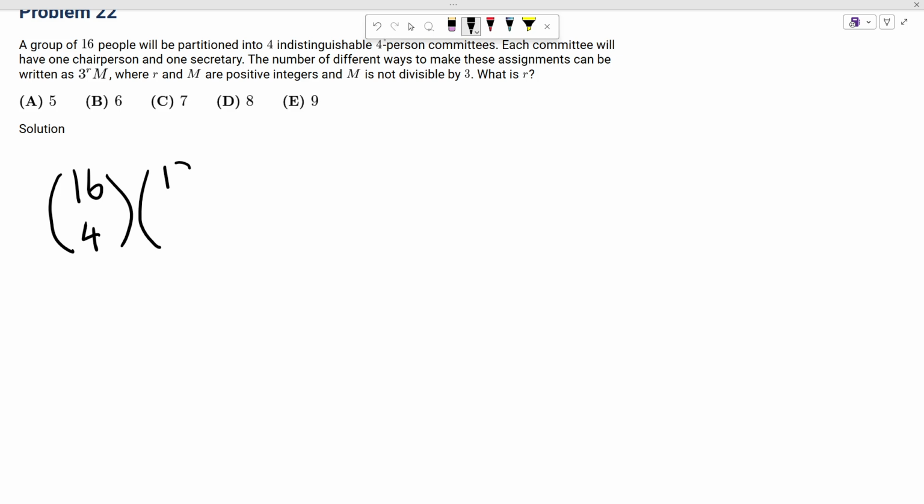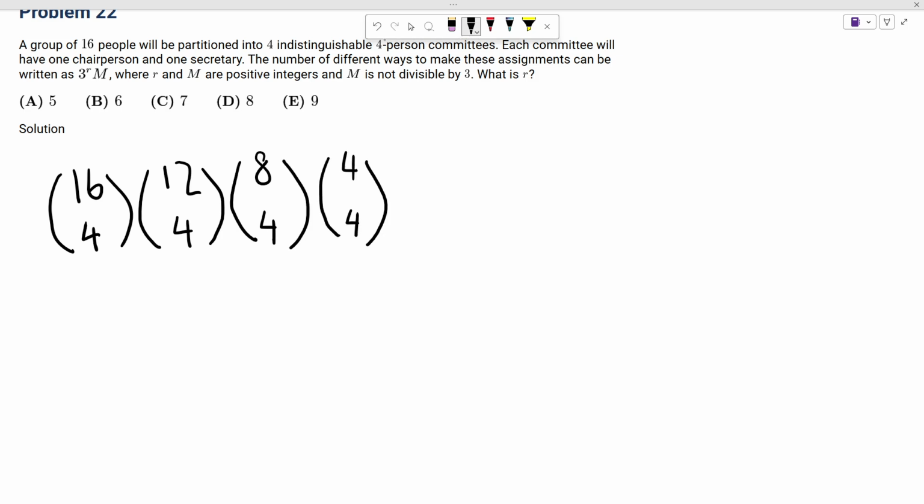And then let's choose a second committee. There's 12 choose 4 ways to do that. Let's choose a third committee, which is 8 choose 4 ways, because we already used up the other people. And the last committee has 4 choose 4 ways. There's 12 here because we already used up 4 people for the first committee, 8 here because we already used up 4 people and 4 people for the first 2 committees, and so on. But now we have to divide by 4 factorial, because we could have chosen these committees in any order.